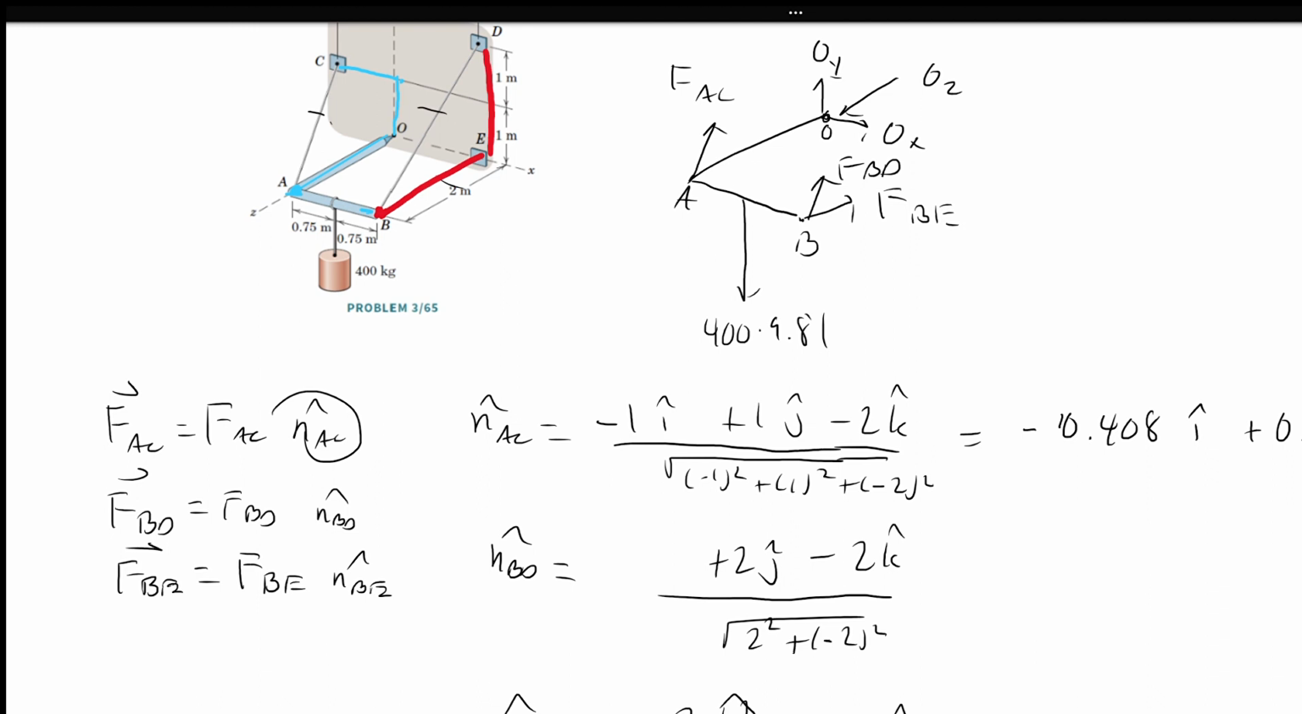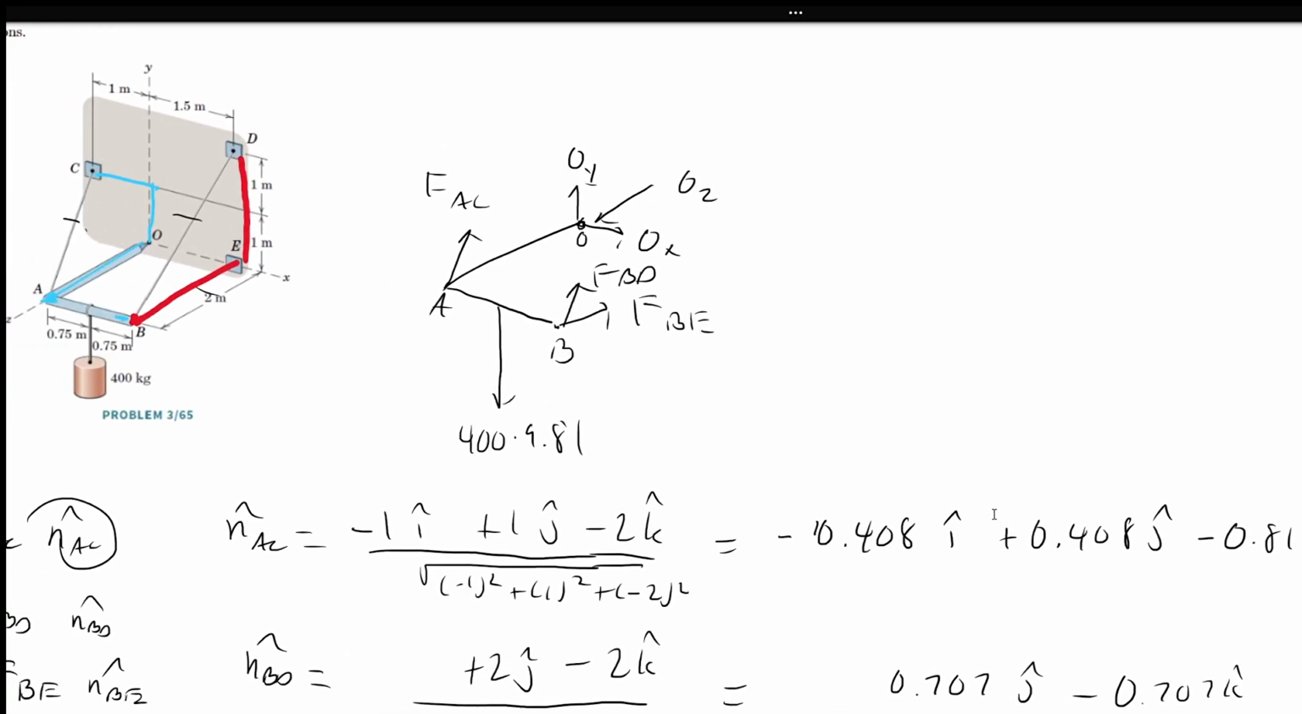So minus 0.817. Okay. The next one is 0 to minus 2. I guess I should have known what that would be. So that is 0.707 in the J hat and minus 0.707 in the K hat. And then this last one is already normalized. So there we go. All right.